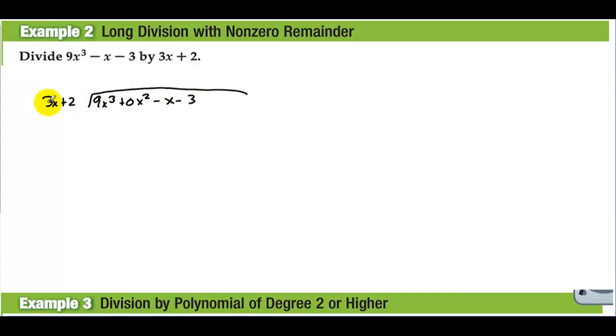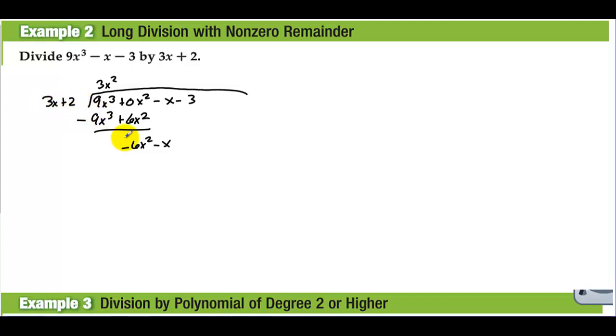Well, what do we multiply times 3x to get 9x to the third? Well, that's 3x squared. So 3x squared times 3x gives us the 9x to the third. We always want to make the leading term the same so that when we subtract, that leading term goes away. And now whatever happens here happens. We have 3 times 2. That's going to be plus 6x squared. Let's subtract. 0 minus 6 is negative 6x squared. Let's bring the minus x down.